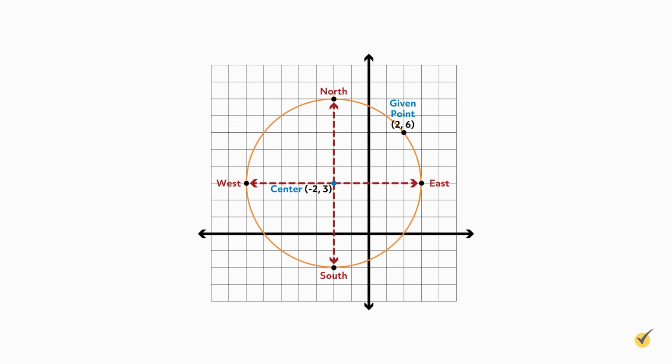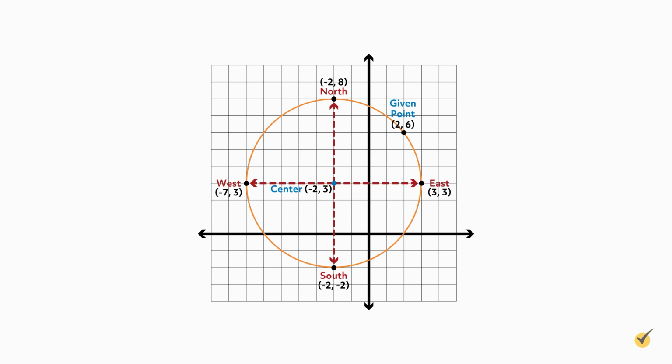Look at all those points we found. Going north 5 units, we found (-2, 8). Going west, we found (-7, 3). Going south, we found (-2, -2), and going east, we found (3, 3). 4 points. One more than the problem asked us to find. And we're not done yet.